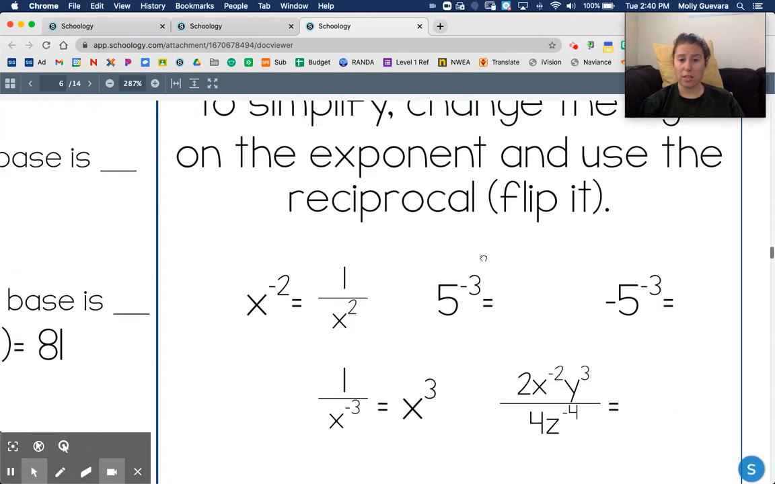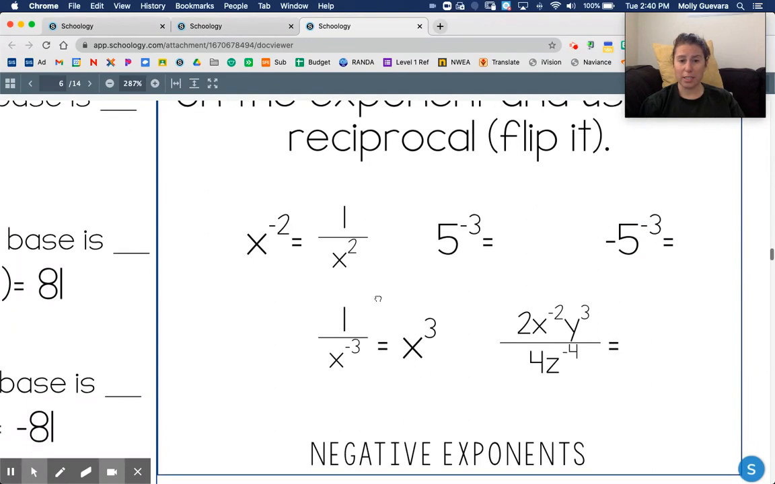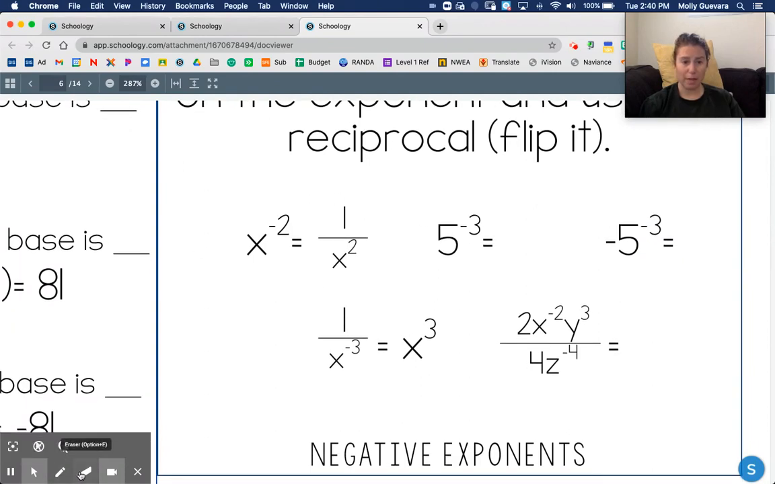So let's look at some examples here. Here's a good example of what we mean, okay? x to the negative 2. I can't have a negative exponent. So I make this a fraction by putting it over 1. And then I flip the fraction. I take the reciprocal of the fraction, right? And then the exponent becomes positive. And that's it. So these two things are the same.